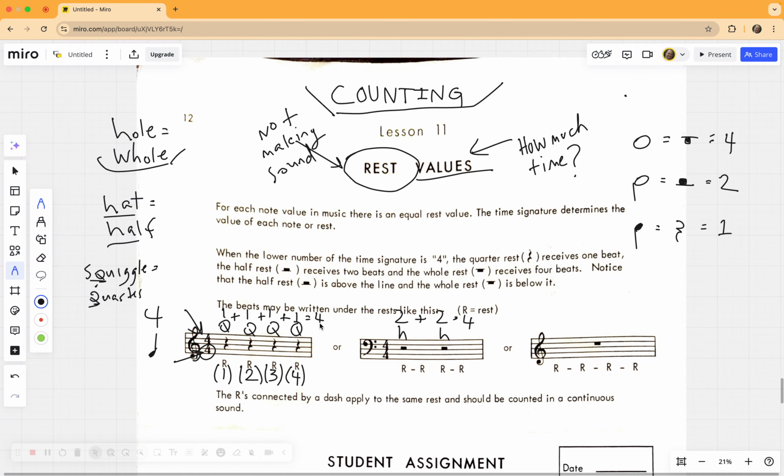That equals 4 total. The distance between 2 bar lines is a measure. In this measure, we're not going to make any sound, and we're going to count 2 half rests.